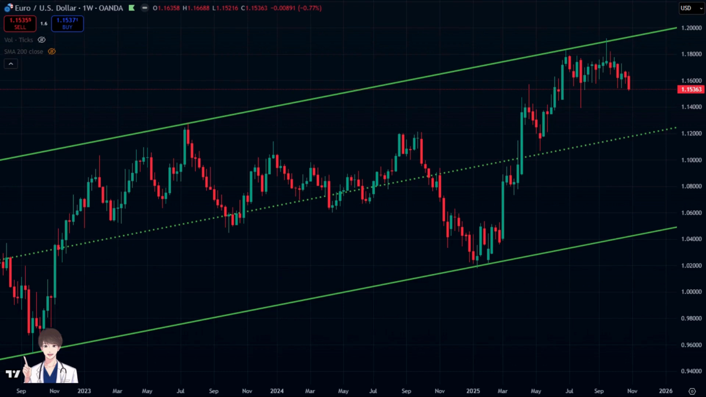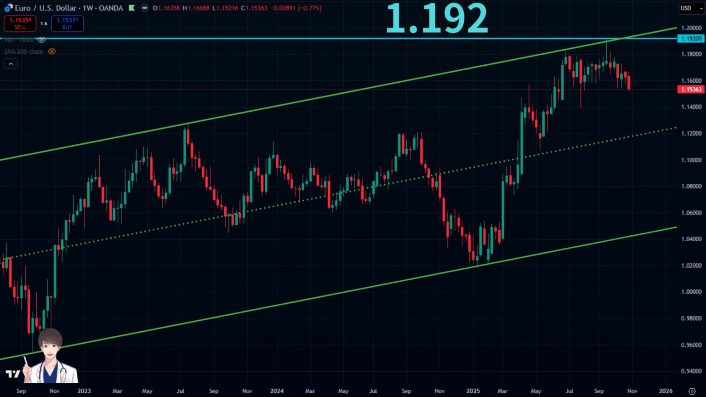The recent high near 1.192 remains an important resistance area, but last week, price fell toward the lower region of this consolidation zone. This could indicate the start of a correction within the broader uptrend.